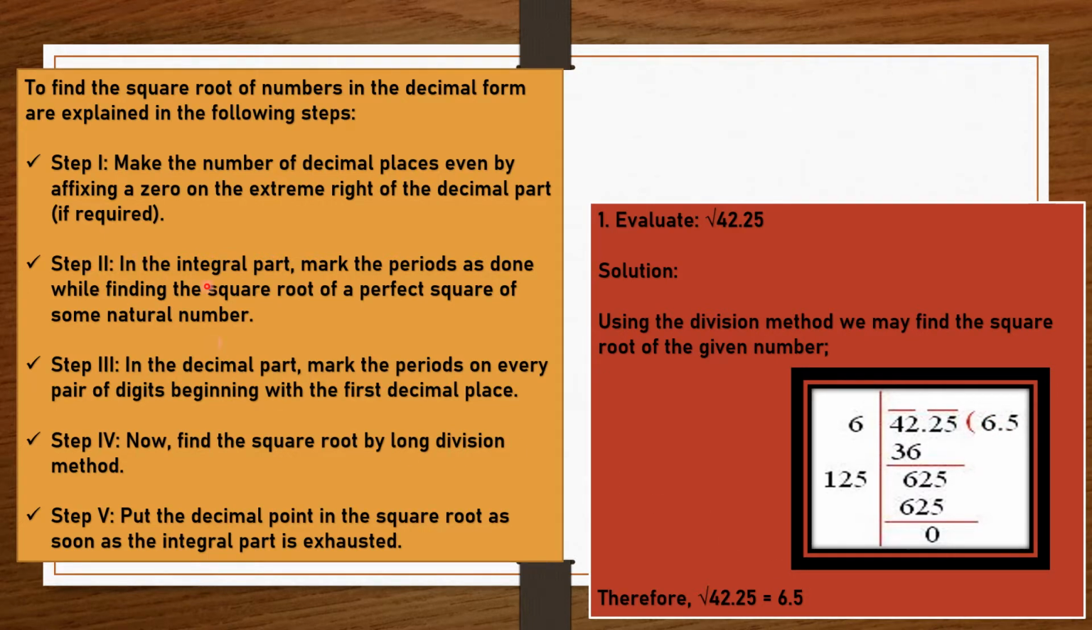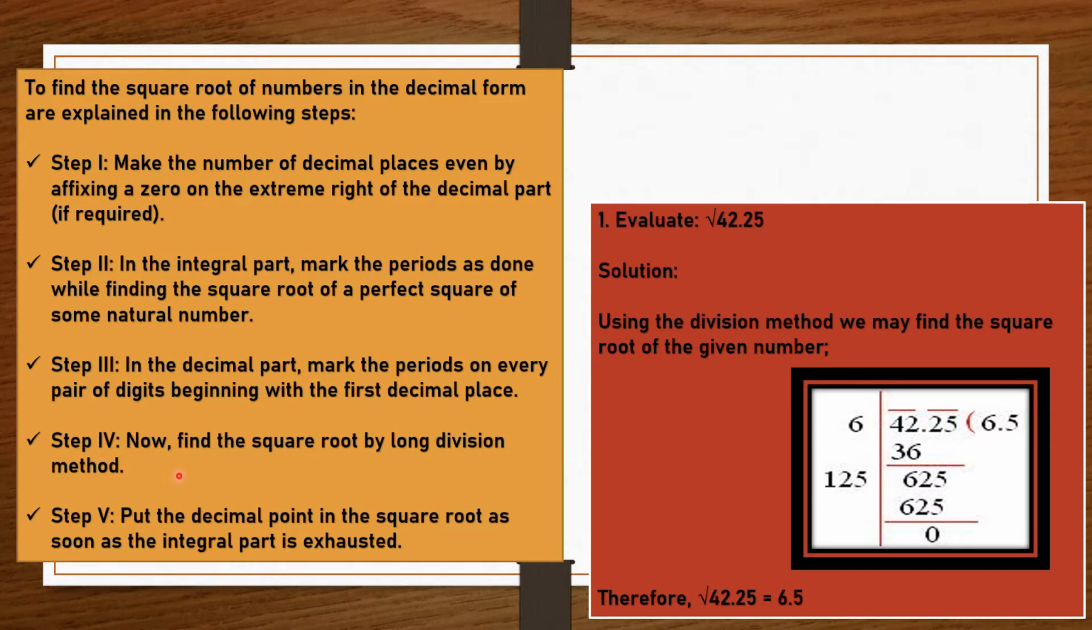Next step. In the integral part, mark the periods as done while finding the square root of a perfect square of some natural number. That means you have to pair the numbers. If you write zeros, that means you have to write two zeros after this, and there also you have to pair. Next step. In the decimal part, mark the periods on every pair of digits beginning with the first decimal place. That means here also you have to make pairs, before the decimal and after the decimal also.